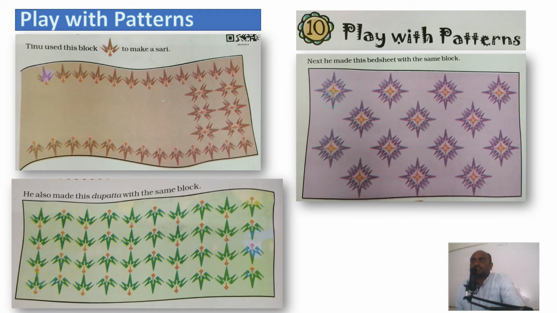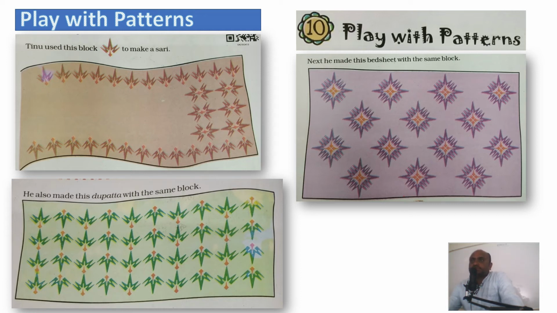So all together it came out with a new shape or new pattern. So he repeated such kind of patterns in such a way that 5 in one line, 3 in another line, 5 in one line, 3 in another line. That looks like a beautiful bed sheet. Okay. So why is he telling us all these things?